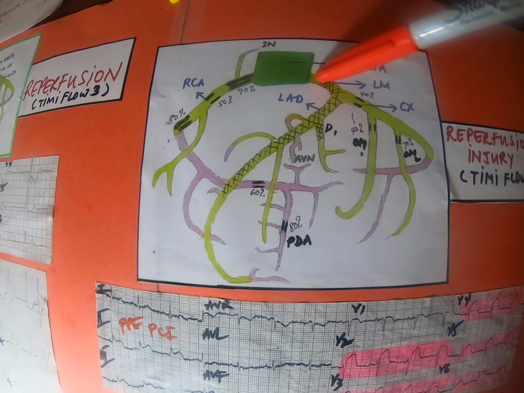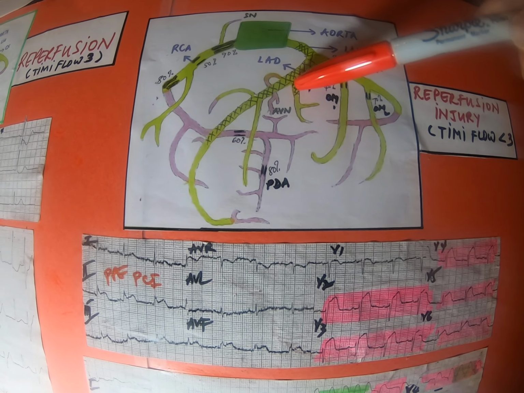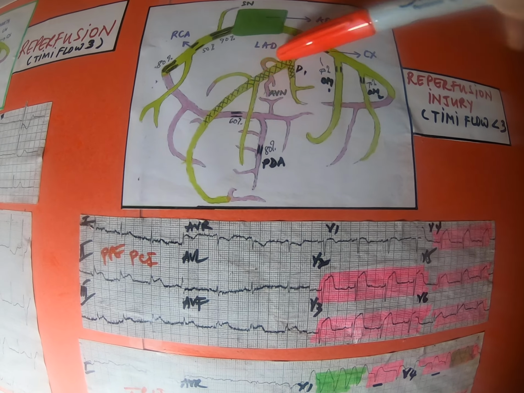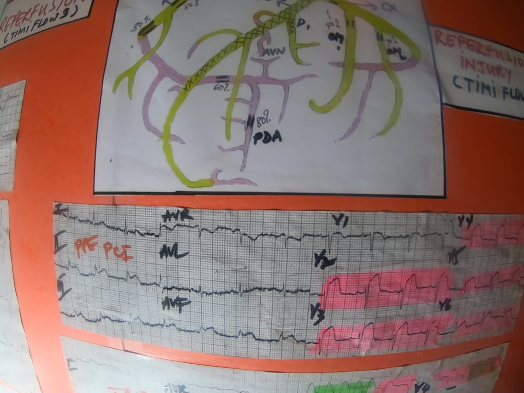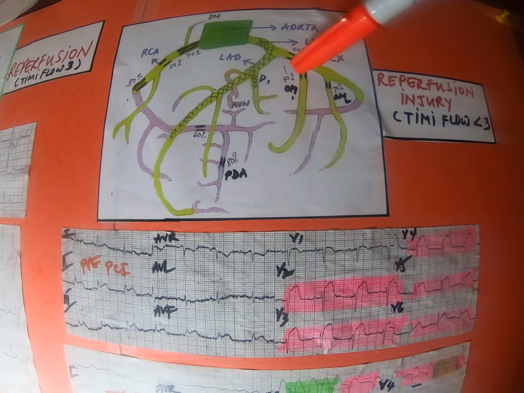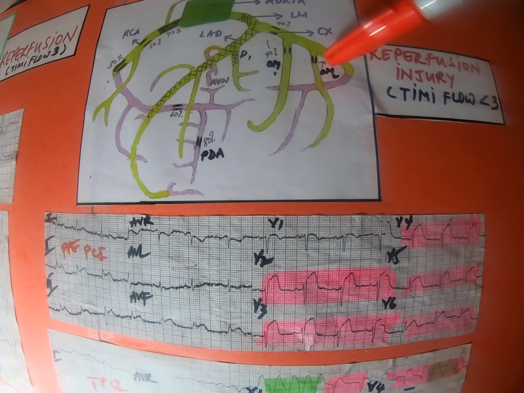The left main is blocked, and they put 1 stent. The LAD is blocked, 3 stents. The diagonal one is blocked, 1 stent. So we have a total of 5 stents. Now the circumflex has 40%, probably proximal, going medial, and the obtuse marginal OM1 is 40%, and the OM2 has 70%.